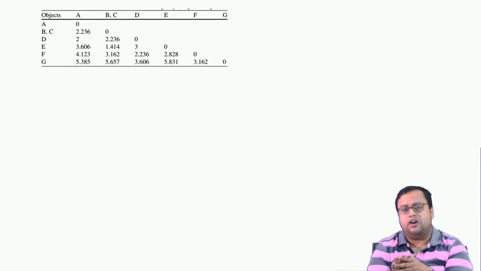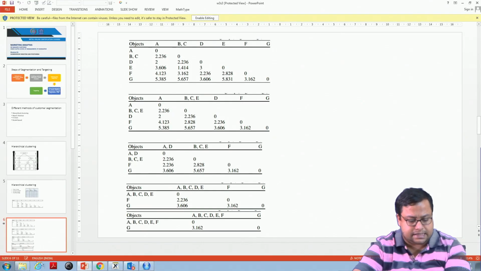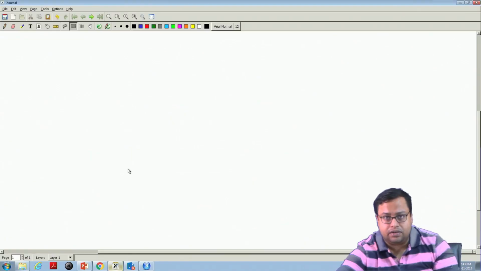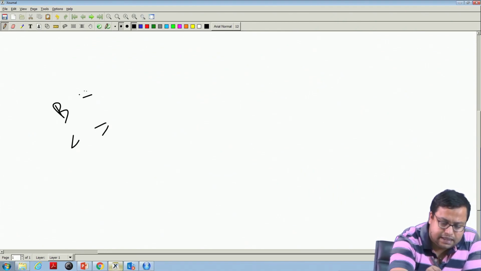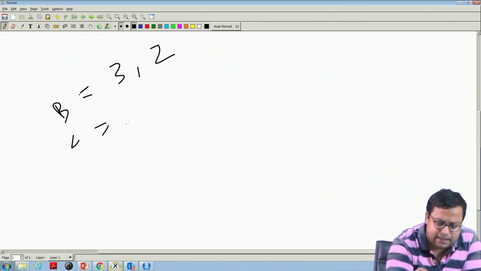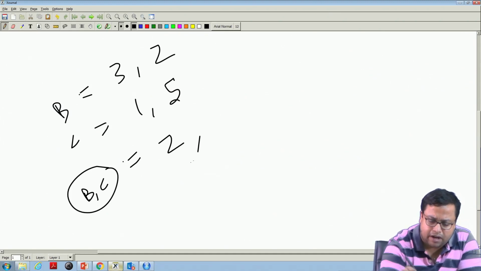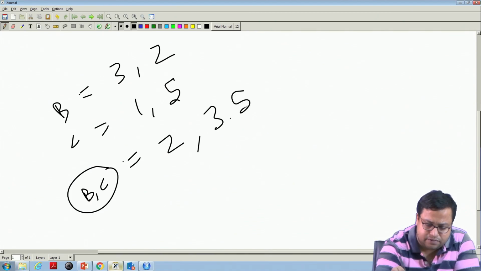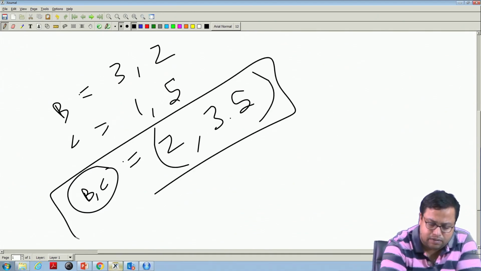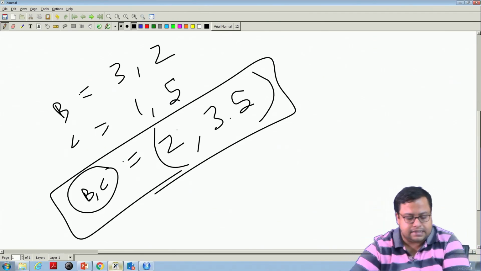The easiest way of calculating the distance is actually taking the mean. If you have two points, let us say B and C got joined, B is, let us say, 3, 2 and the other is 1, 5. Then when BC got joined, the corresponding value becomes 2, 3.5, which is the mean of the two. So, you take the average value of the two and then go ahead and try to find the distances.